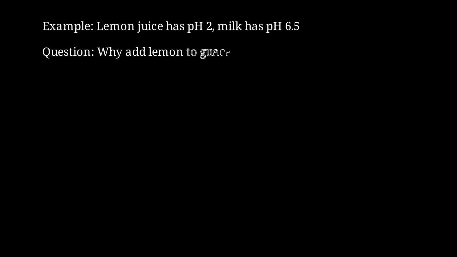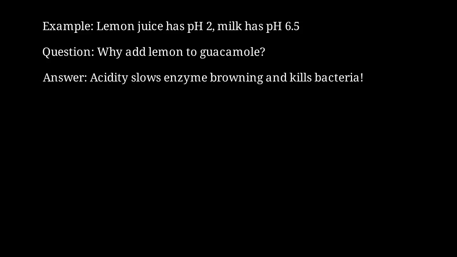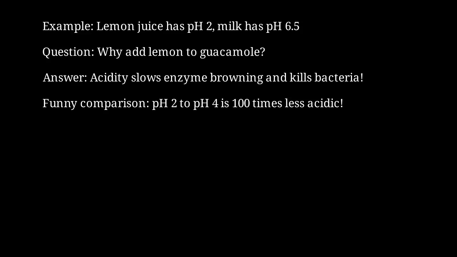Here's a practical question. Why do recipes always tell you to add lemon juice to guacamole? Two reasons. The acidity slows down the enzymatic browning that turns avocados brown, and it helps prevent bacterial growth. Fun fact, because pH is logarithmic, going from pH 2 to pH 4 means 100 times less acidic. Math makes food interesting. Now let's explore emulsification, the science behind mayonnaise and salad dressings.